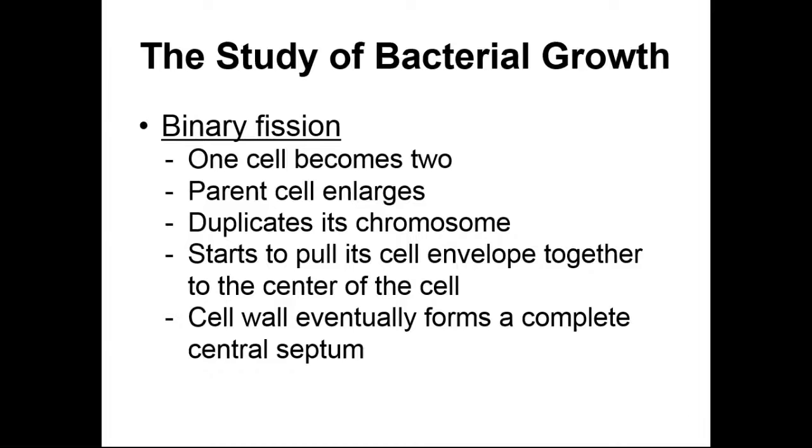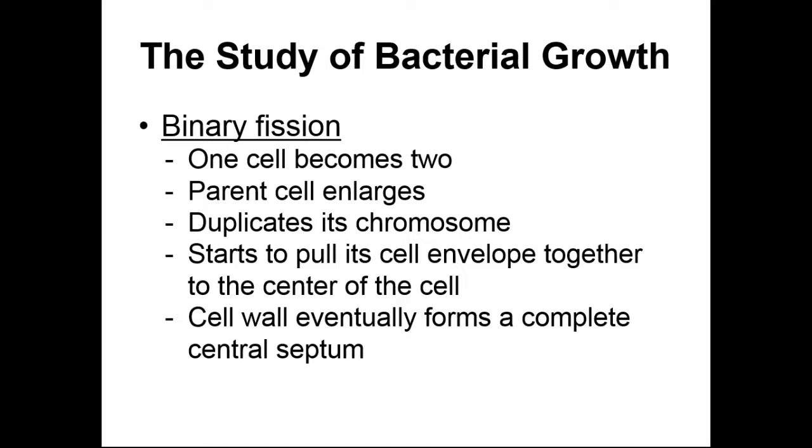Hi class, let's finish up our presentation for Chapter 6 with a discussion on the mathematics behind bacterial growth and how we can plot it and count the numbers of bacteria in culture. Bacteria, generally speaking, reproduce through a process known as binary fission. Bi meaning two, and during binary fission, one cell will become two cells.